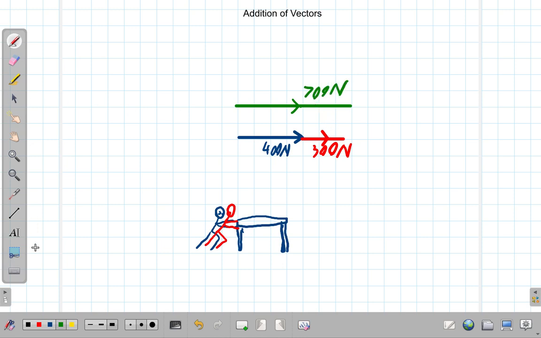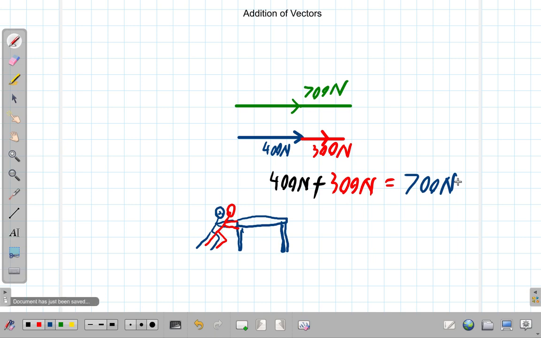Now, how you get that? It's just a matter of saying 400 newtons plus 300 newtons is equal to 700 newtons. So in this case, you just add the numbers, and because they're really going in a straight line, all right?